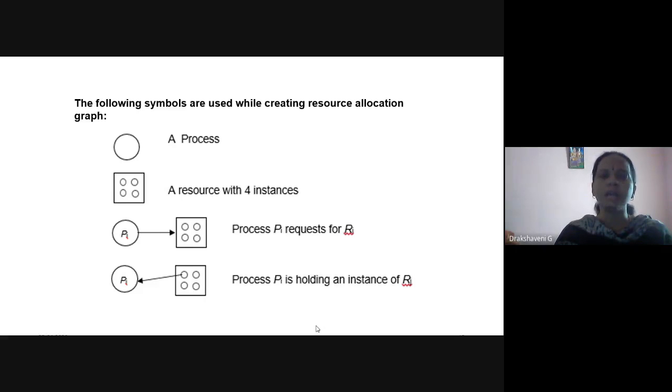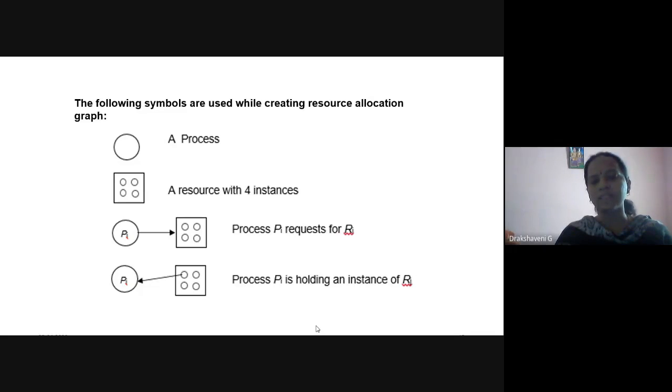The circle we call a process. The following symbols are used while creating a resource allocation graph. First, a plain circle without anything inside is a process, one process. A rectangle or square is a resource, and within that resource there are instances. In this diagram, there are four instances. Okay, now come to the third one.